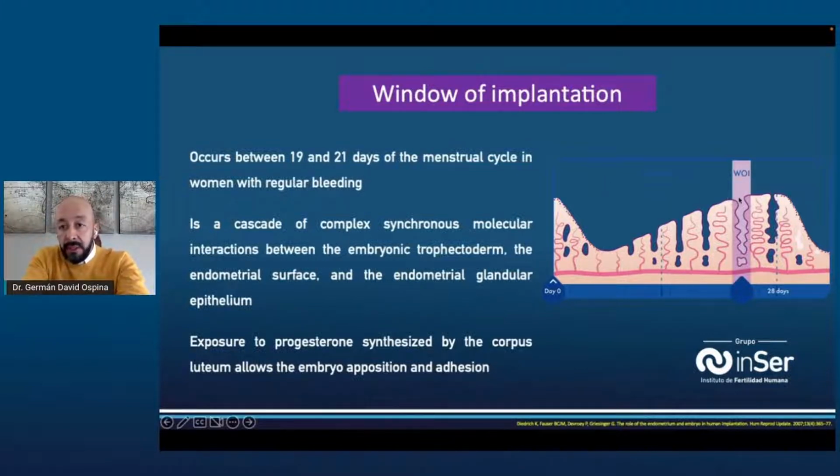If you see here in this picture, the window of implantation is a very short time, and usually this window opens 5 days after the ovulation. But sometimes there are women with different moments for the window of implantation. This is not the central point of today, but it's just information maybe useful for you.